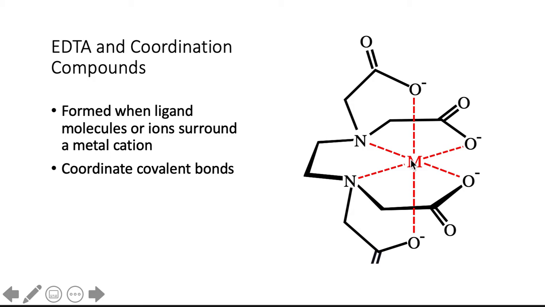We call this a coordinate covalent bond. It's a little different than a traditional covalent bond because usually you have 1 electron from each of the 2 partners that are making the bond, but in a coordinate covalent bond, both of those electrons come from the donor, in this case, EDTA. Because of that, this is a Lewis acid-base interaction where the ligand is donating electrons like a Lewis base, and that metal ion is accepting electrons like a Lewis acid.